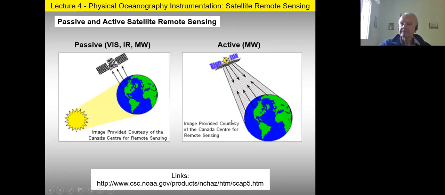Active satellite remote sensing is based on the fact that the satellite sends the signal toward the Earth, and then looks at the reflected signal, and does the differences between these two. For example, one of the measurements which are active is the sea surface temperature measurements.